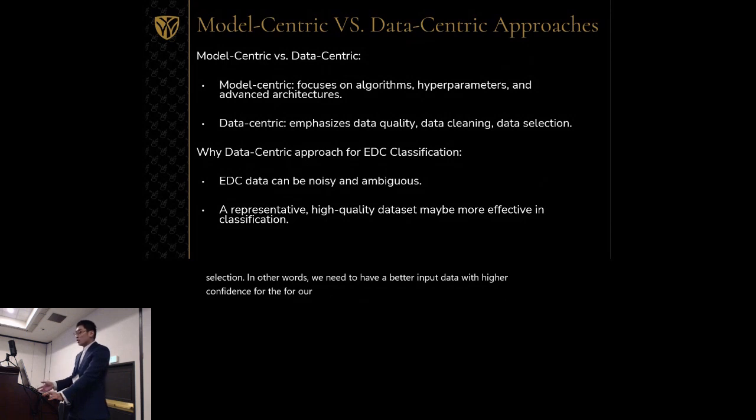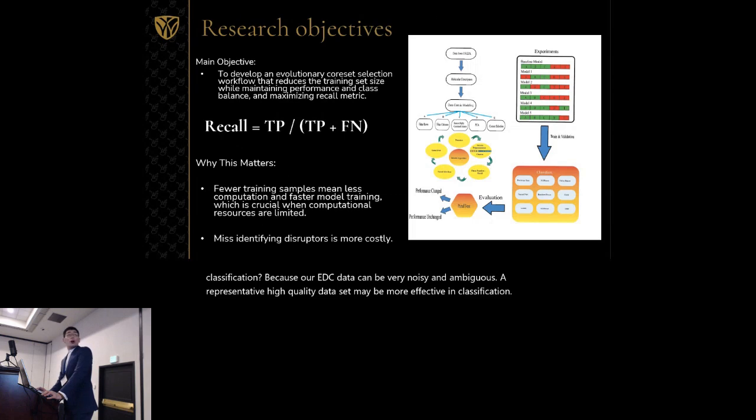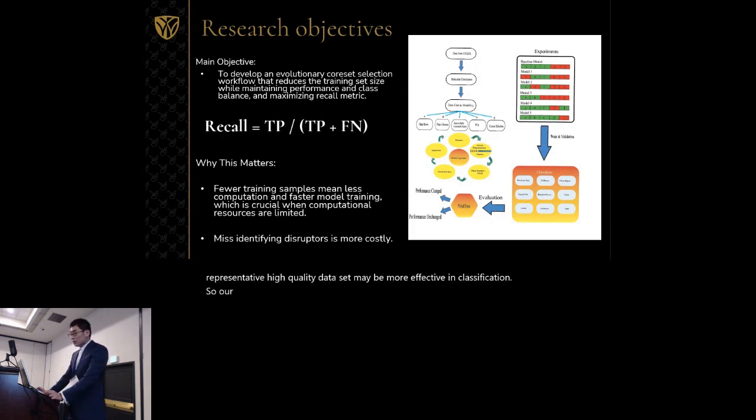So why a data-centric approach for EDC classification? Because our EDC data can be very noisy and ambiguous. A representative high-quality data set may be more effective in classification. So our main research objective is to develop an evolutionary core set selection workflow that reduces the training set size while maintaining performance and the class balance, and maximizes the recall metric.